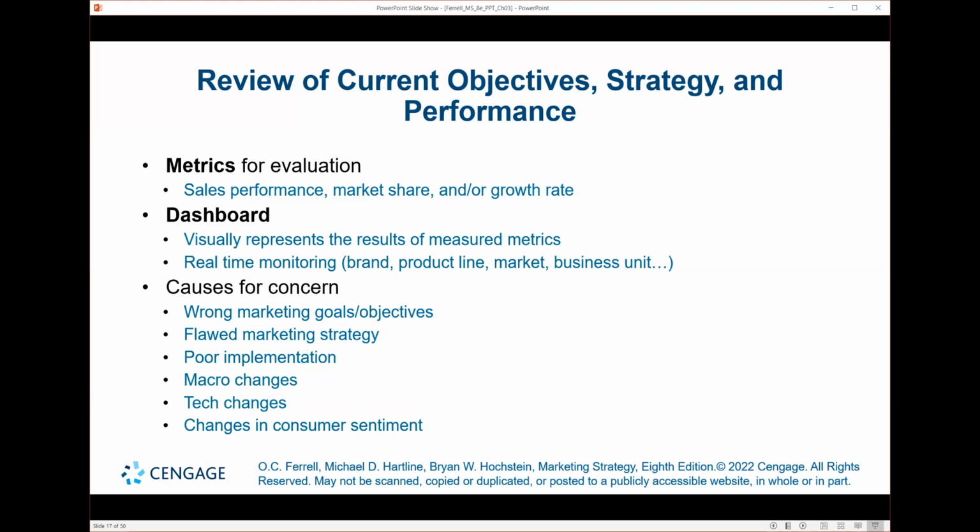A dashboard is a real-time monitoring tool that shows the results for each metric. A dashboard is a collection of metrics that is easily monitored, that shows you the current live state.